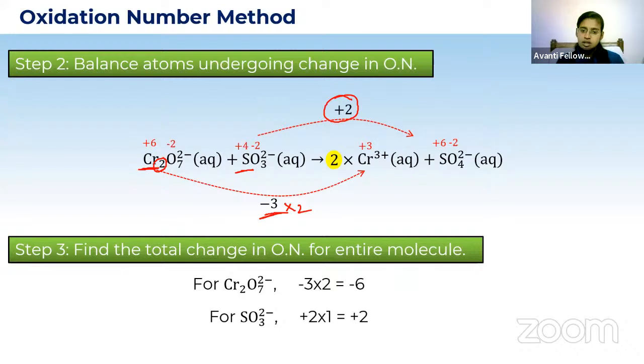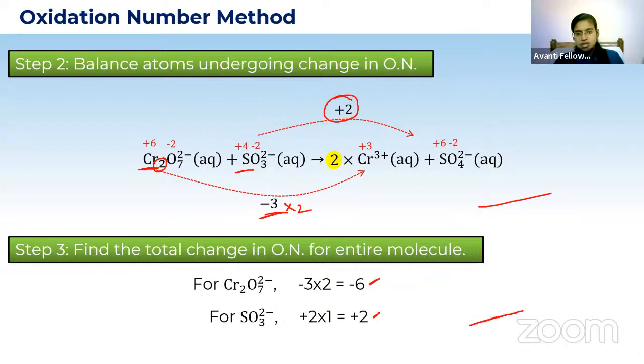So the minus 6 and plus 2, they are not equal, right? If 6 electrons are lost, then 6 electrons should be gained. So the number of electrons lost or gained is not equal. Means the charges are not balanced. So atoms are balanced. In the second step itself, chromium and sulfur are balanced. Except oxygen, everything is balanced. But the charges are not balanced.